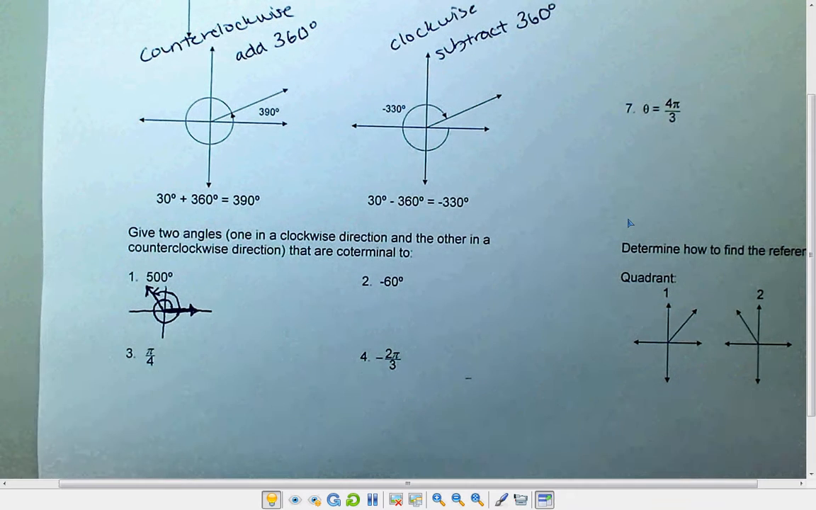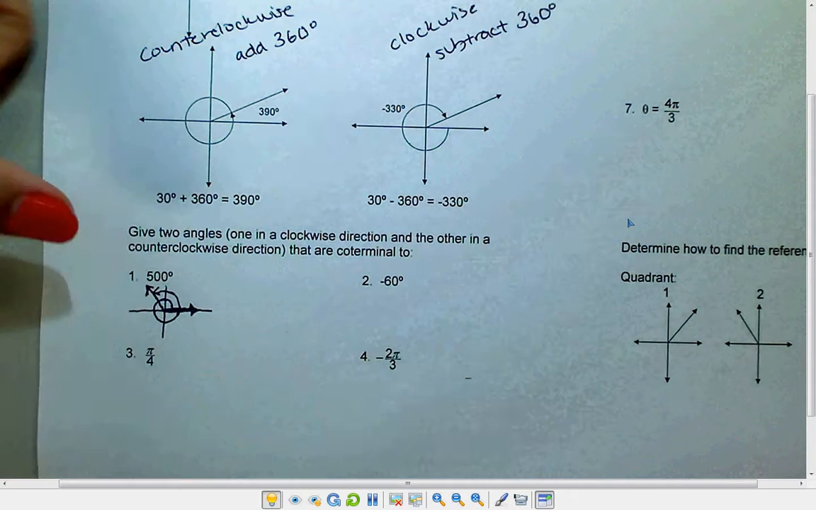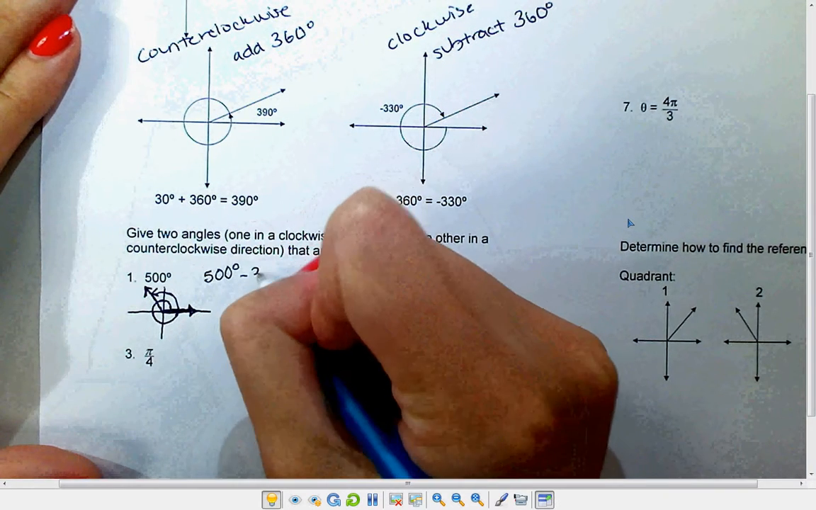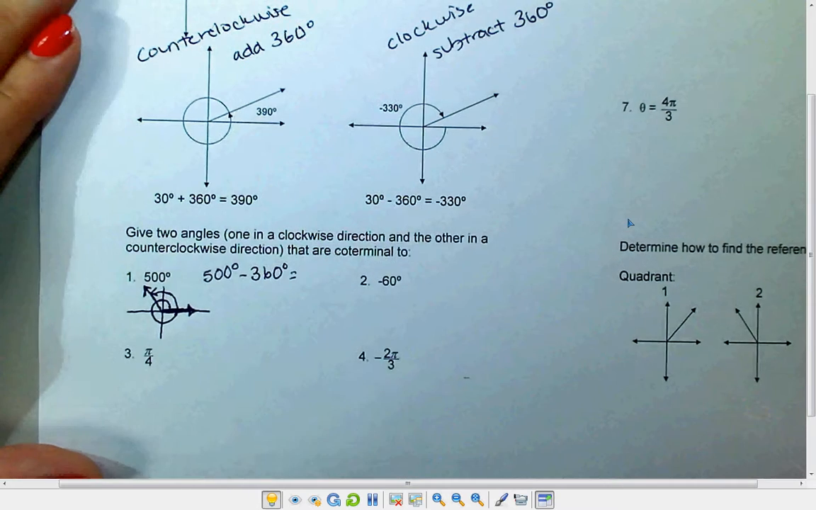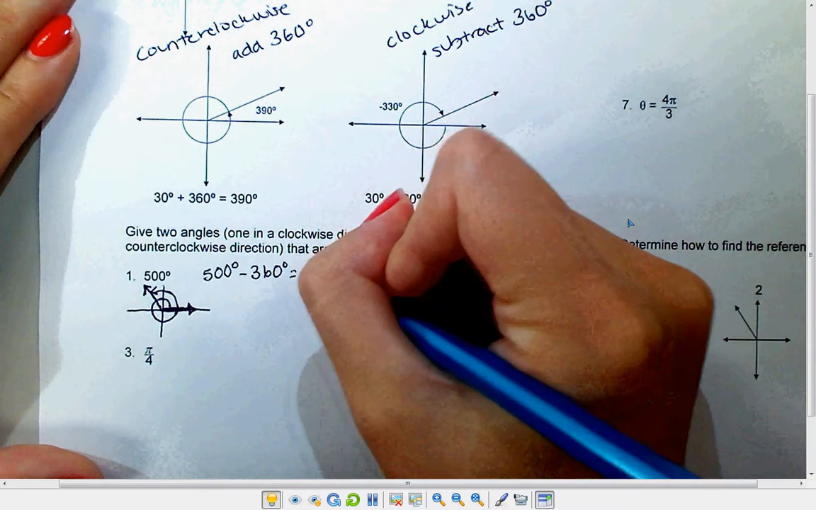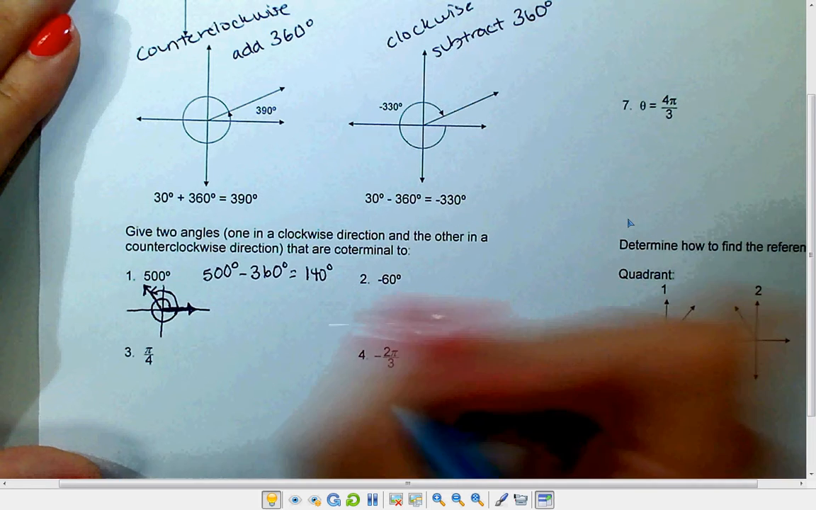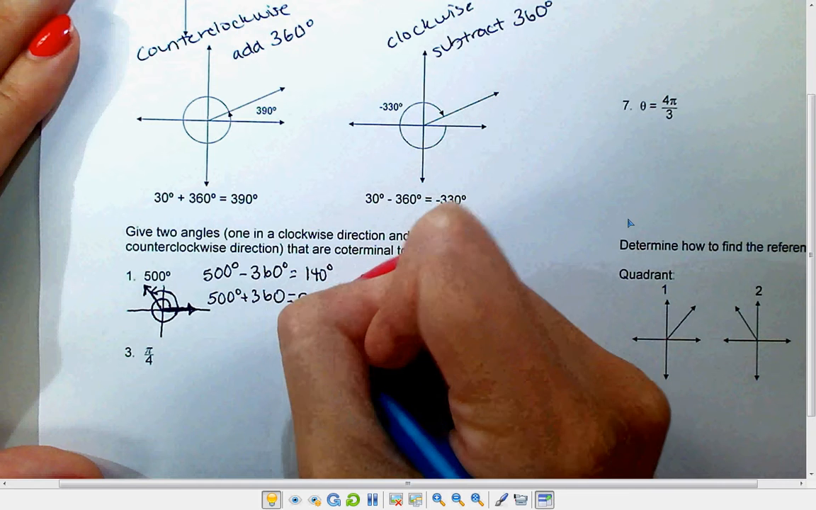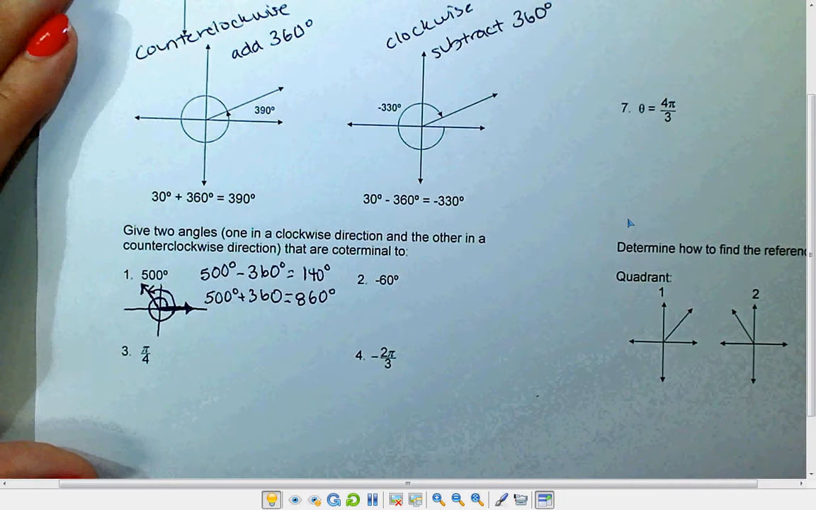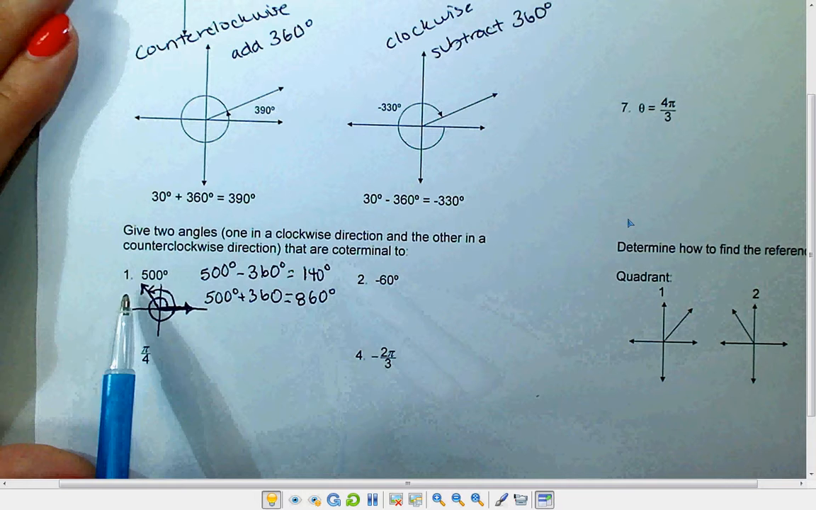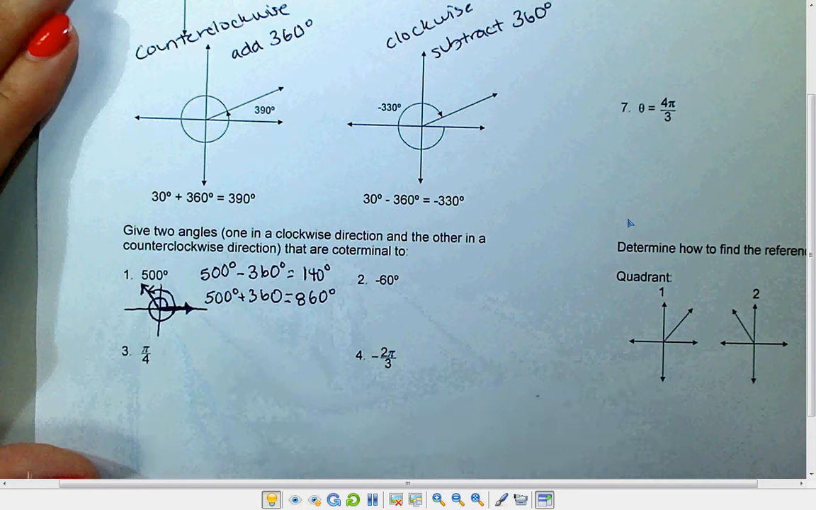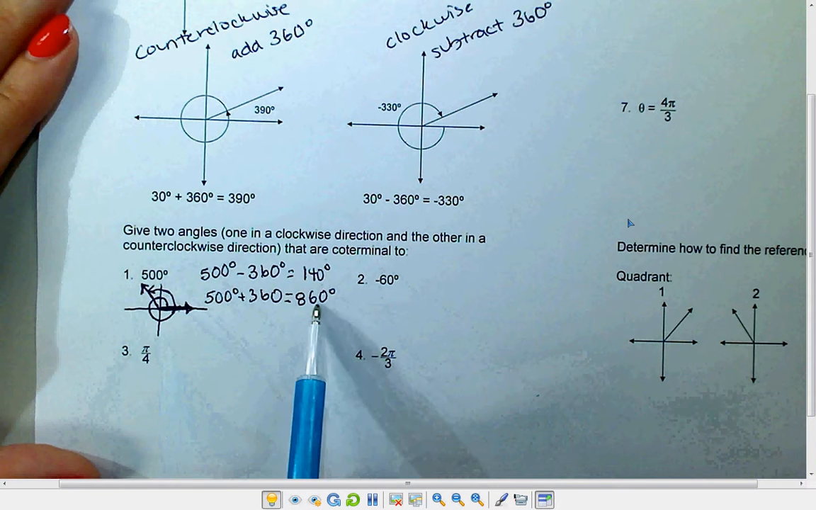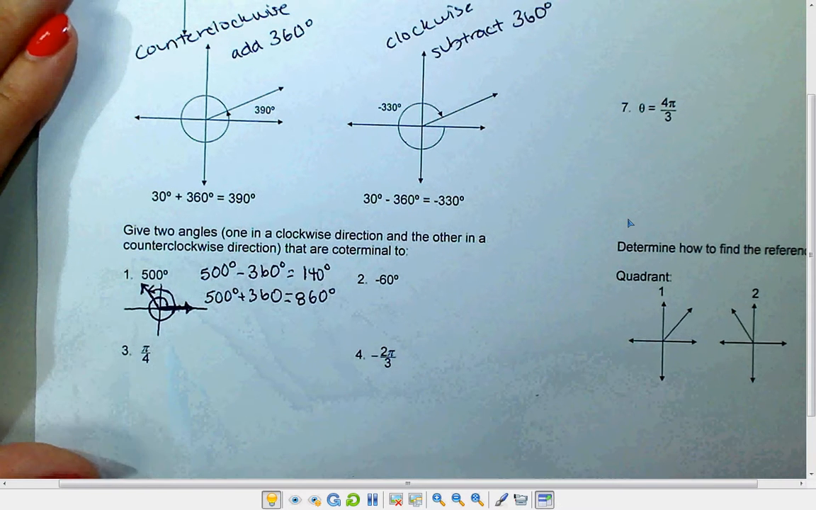Now to find a coterminal angle, we're going to both add 360 and subtract 360. If we were to subtract 360 from 500, that would give us 140 degrees. So that's one coterminal angle. If we were to add 360, that would give us 860 degrees. So that's another one. Here are two coterminal angles to 500 degrees because they will both end up on the same line. 140 just goes around one time, so it starts here and ends right there. 860 is actually going to go around twice before it goes to this line.